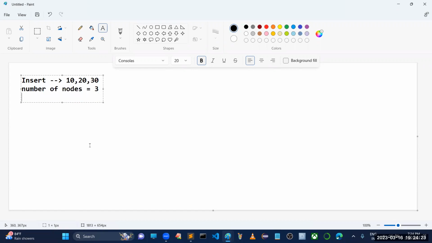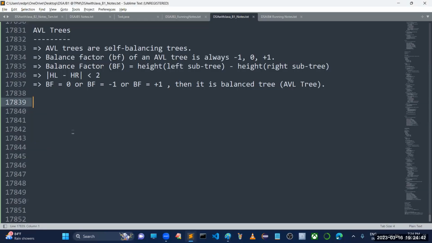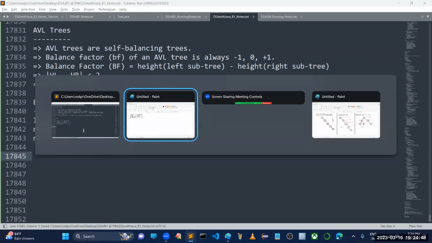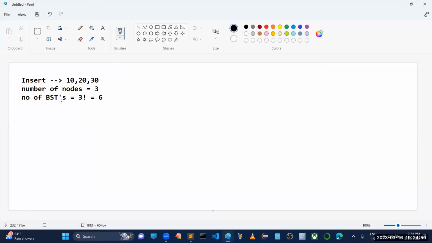With this, how many possible BSTs can we convert? The number of BSTs is nothing but n factorial, 3 factorial, so 6 binary search trees we can frame with the help of these nodes. We can frame 6 binary search trees. Of course, I'm taking the combinations. Okay, let me construct them one by one.